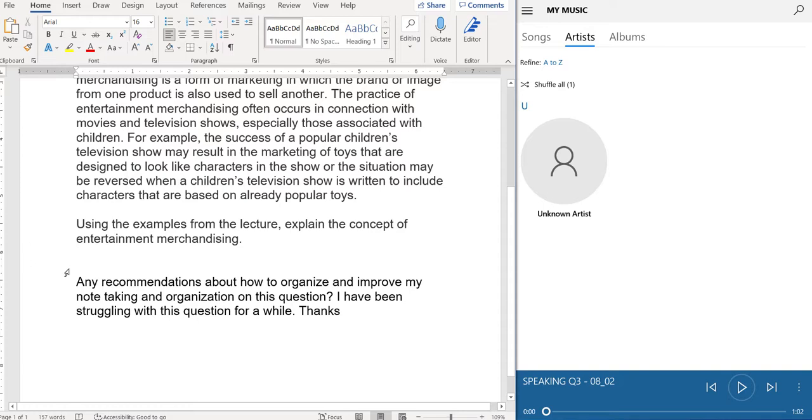Okay, let's look at your question here. Any recommendations about how to organize and improve my note taking? I've been struggling with this question for a while. Yes, it's easy. Well, nothing's ever easy, is it? But I suggest take a sheet of paper. You can use paper during the TOEFL exam, right?